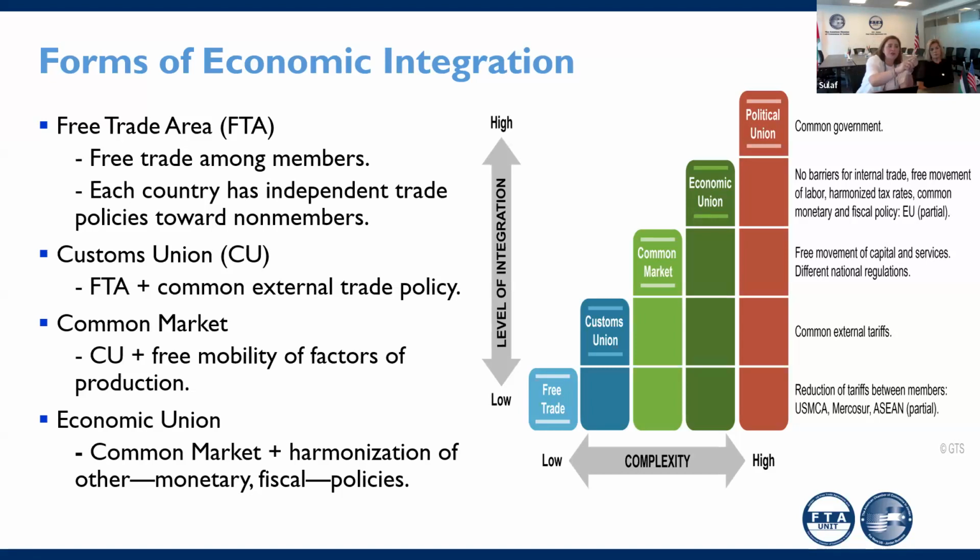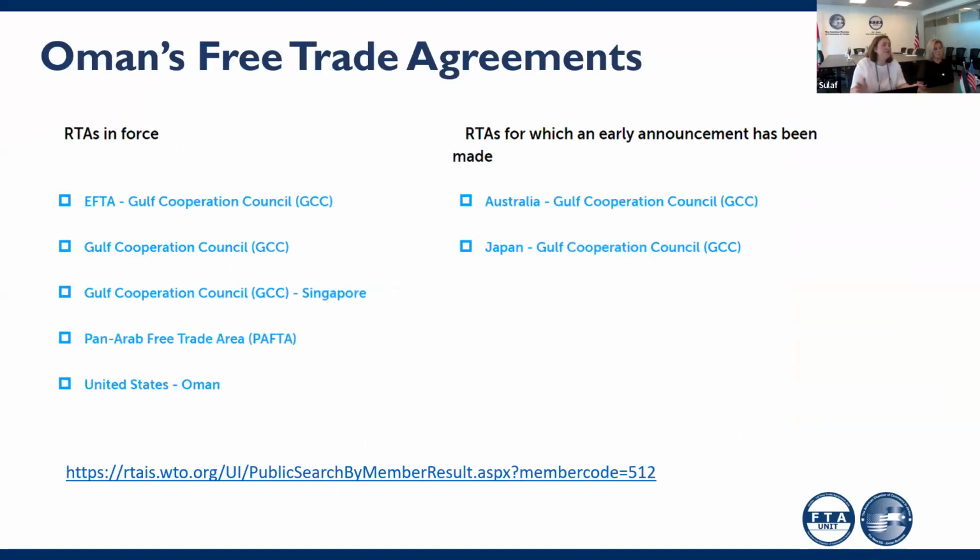We're just talking about the first level, the free trade agreement, the little blue one, when we're talking about the Oman-US FTA. So this is just a little snapshot of Oman's bilateral agreements. Oman is a member of the WTO, but it's also a member of regional agreements and bilateral agreements. This is the current situation now.